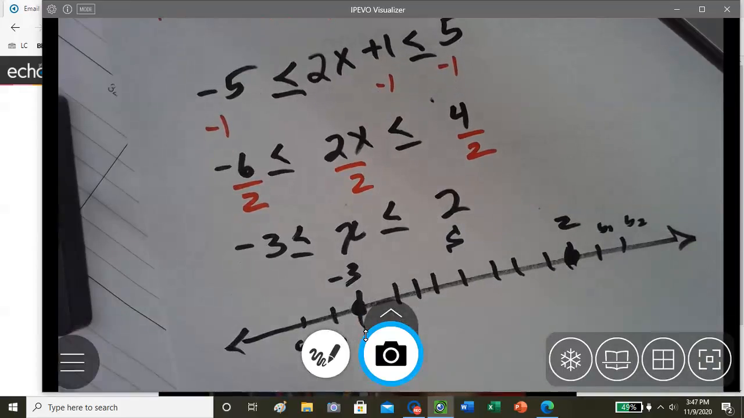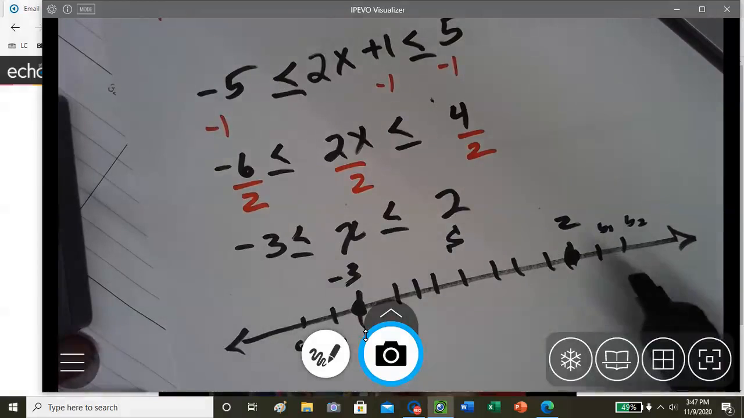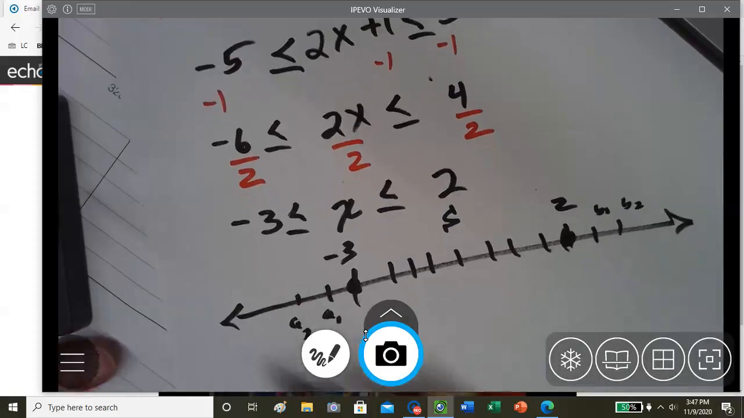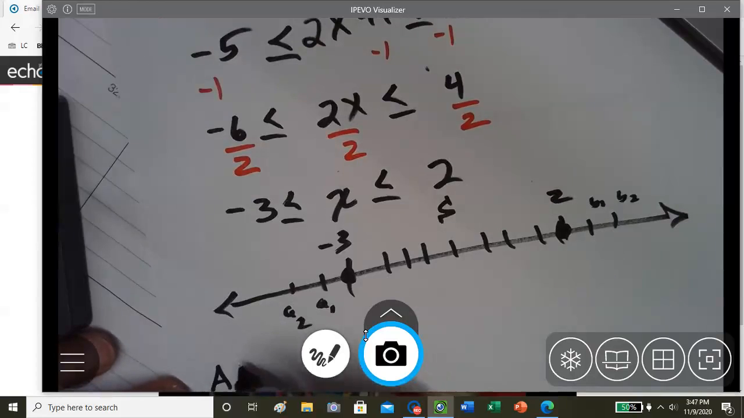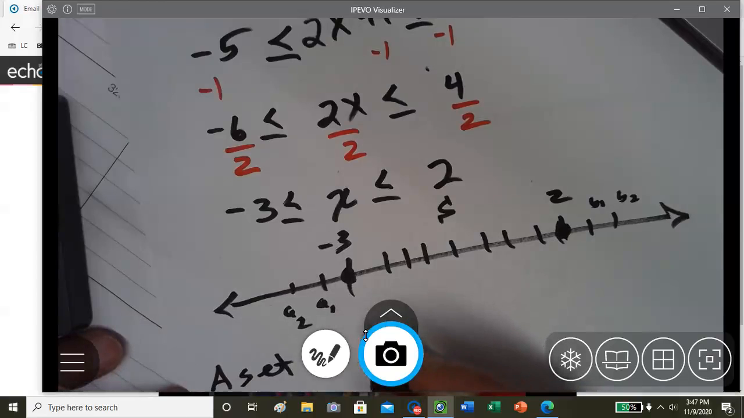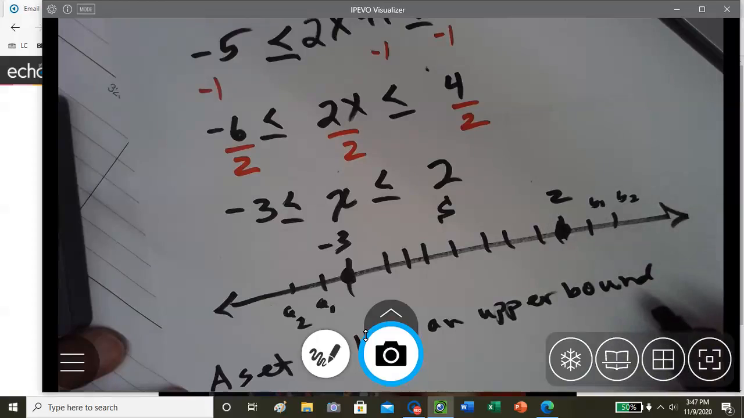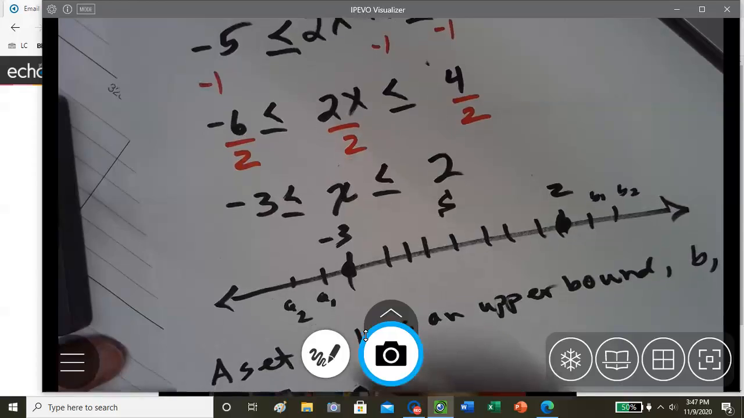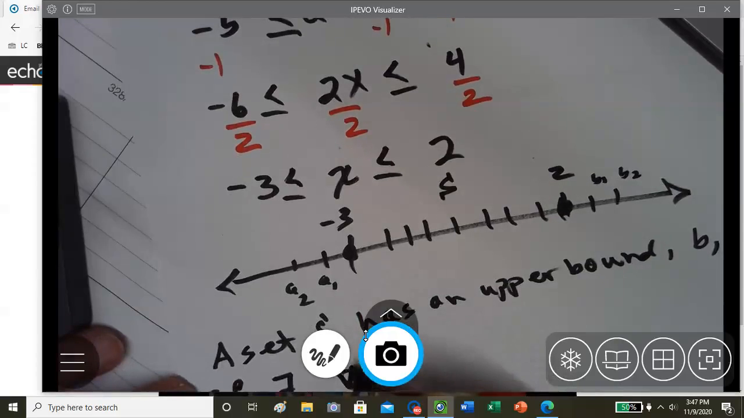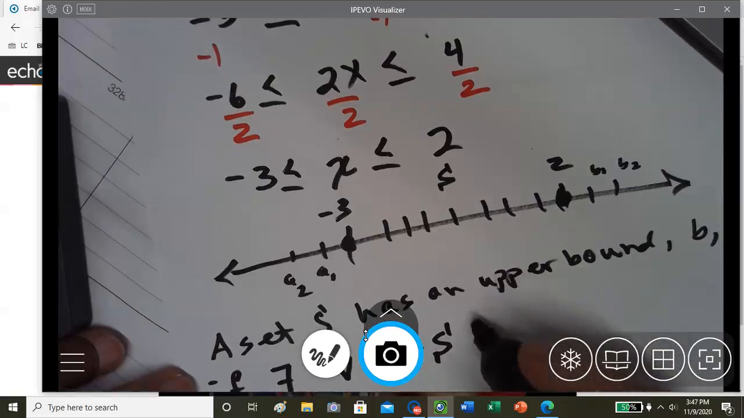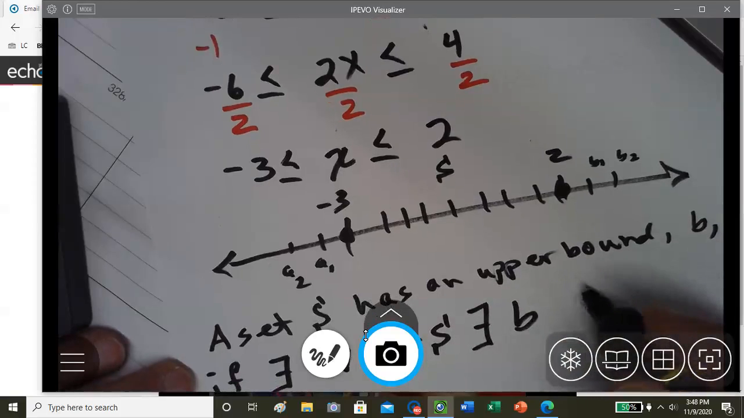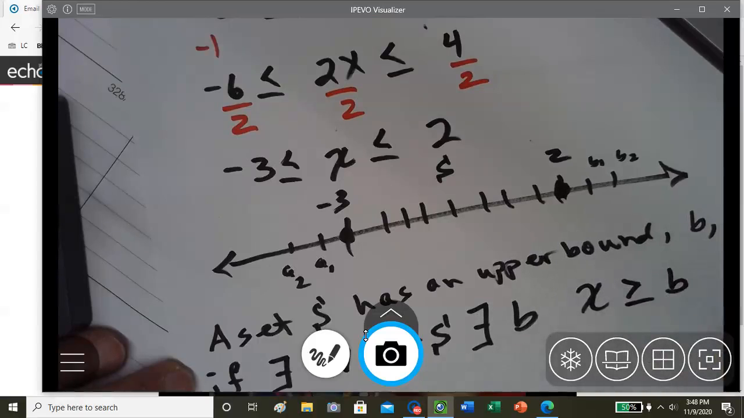All right. Okay, so from here we're going to say a set S has an upper bound, that's our B part, the B's, if for all x elements in set S, there exists a B where x is less than or equal to B.